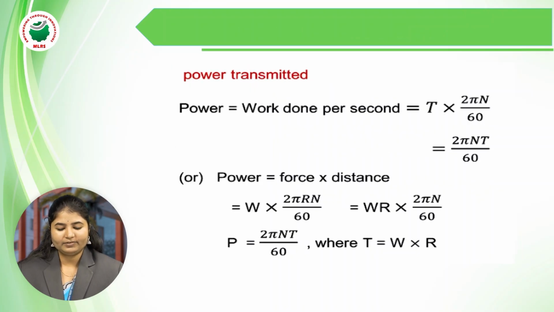Power transmitted is equal to work done per second. Work done per second is equal to torque T into 2 pi n by 60. Or power is equal to force into distance. Force is W and distance is 2 pi R n by 60, that is W R into 2 pi n by 60. So power transmitted P is equal to 2 pi n T by 60, where T is equal to W into R.